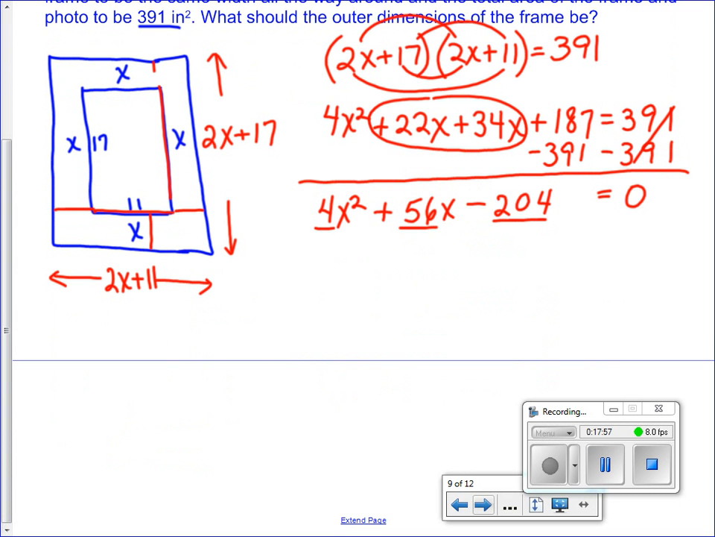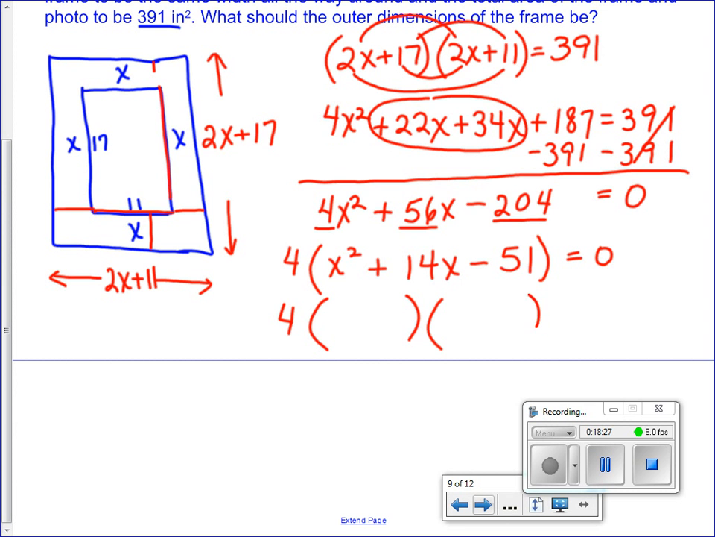All right, now we're ready to factor this quadratic equation, and what I notice is that 4 will go evenly into all three of these. So I'm going to factor out my 4, and that will make my factoring so much easier. 4 times x squared is 4x squared. 4 times 14 will give me 56x. And 4 times negative 51 will give me the minus 204. All right, so here we are. We're ready to factor this trinomial.